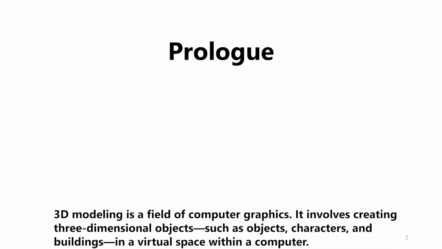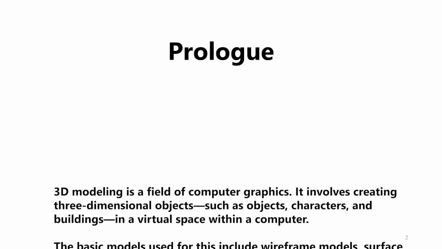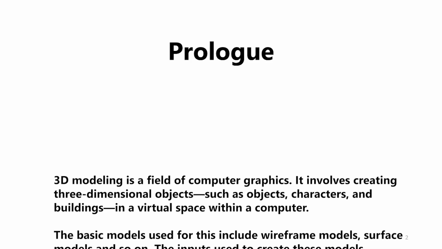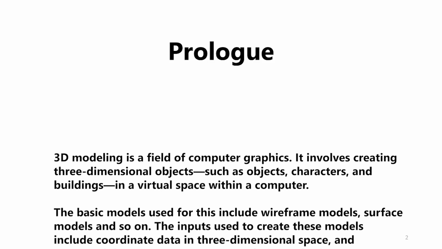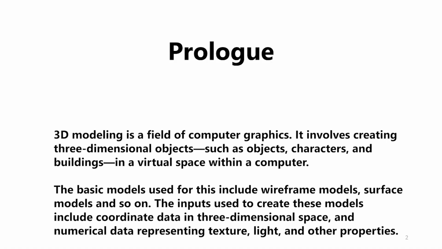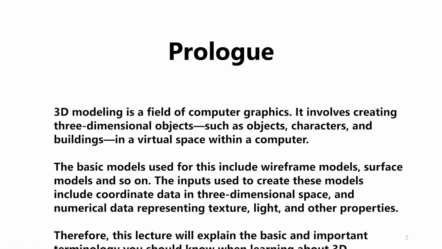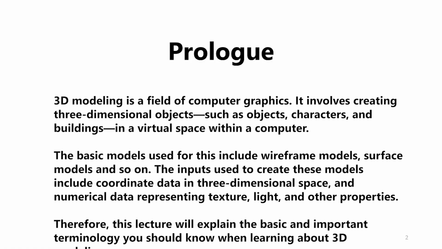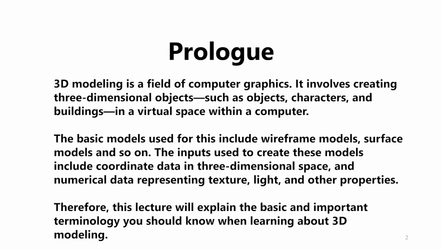3D modeling is a field of computer graphics. It involves creating three-dimensional objects, such as objects, characters, and buildings, in a virtual space within a computer. The basic models used for this include wireframe models, surface models, and so on. The inputs used to create these models include coordinate data in three-dimensional space, and numerical data representing texture, light, and other properties. Therefore, this lecture will explain the basic and important terminology you should know when learning about 3D modeling.